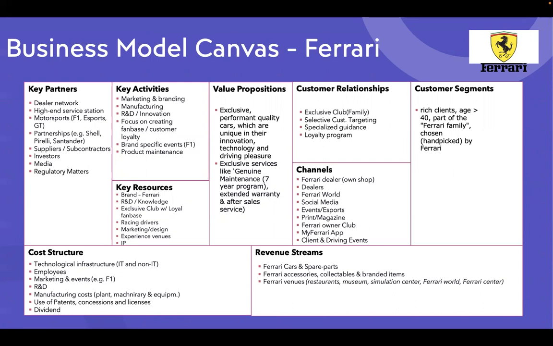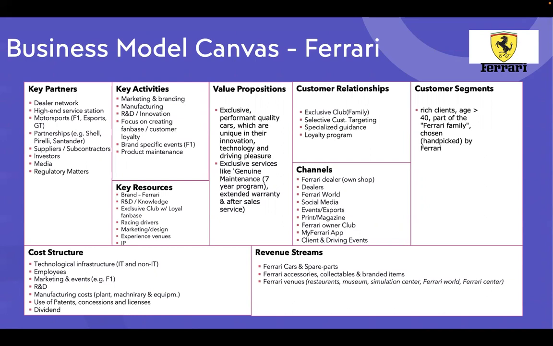Who are the key resources they have? The Ferrari brand itself, research and development (R&D), then racing drivers, marketing, design, experience venues, and IP. What value proposition can Ferrari provide? From the value proposition standpoint, they have exclusive performance, quality cars which are unique in their innovation. They are very innovative by nature. They also provide exclusive service like a genuine maintenance program for 7 years. That is very unique about Ferrari. You can't get those things anywhere. That is their specific value proposition.